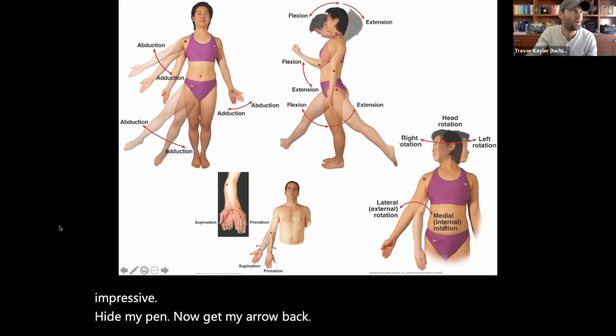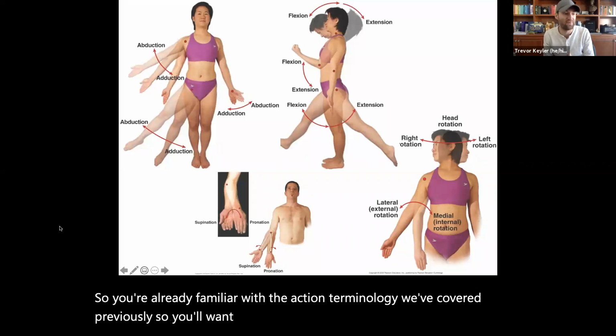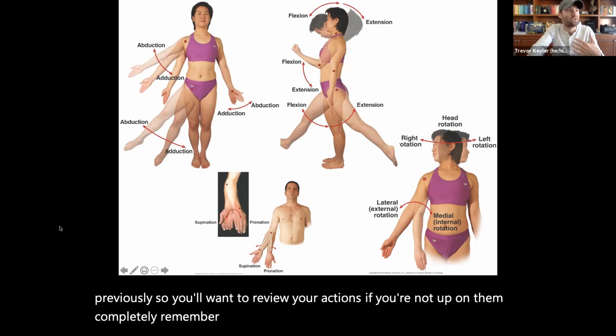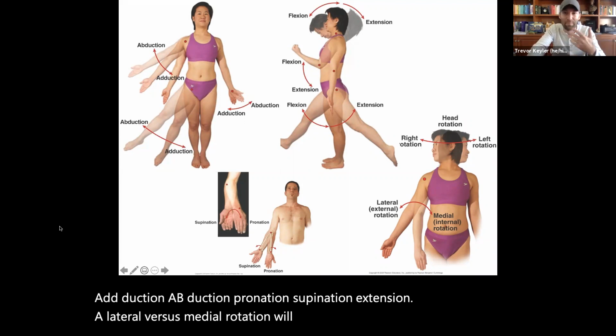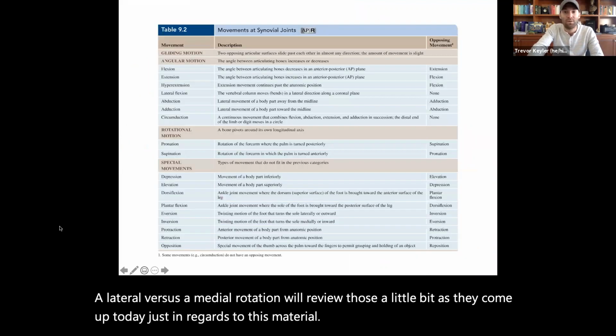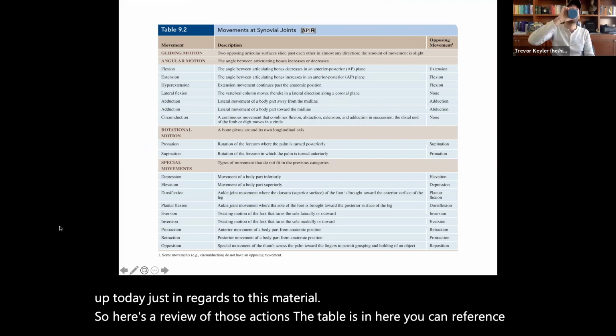So you're already familiar with the action terminology we've covered previously. So you'll want to review your actions if you're not up on them completely. Remember things like adduction, abduction, pronation, supination, extension, a lateral versus a medial rotation. We'll review those a little bit as they come up today, just in regards to this material. So here's a review of those actions. The table is in here. You can reference that if needed.